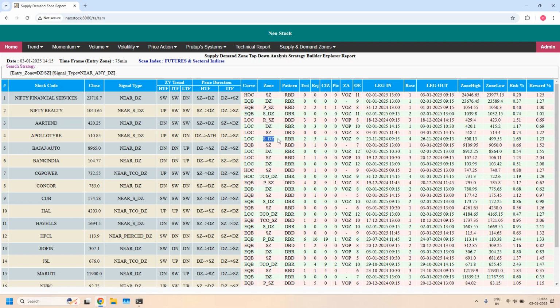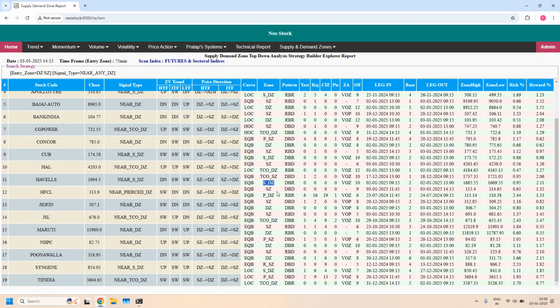Apollo Tyres is a high liquidity zone. City Union Bank is a high liquidity zone. Havells is having a high liquidity zone. And Shenzhen is having a high liquidity zone. We identified a total of 4 high liquidity 75 minutes zones from this list.